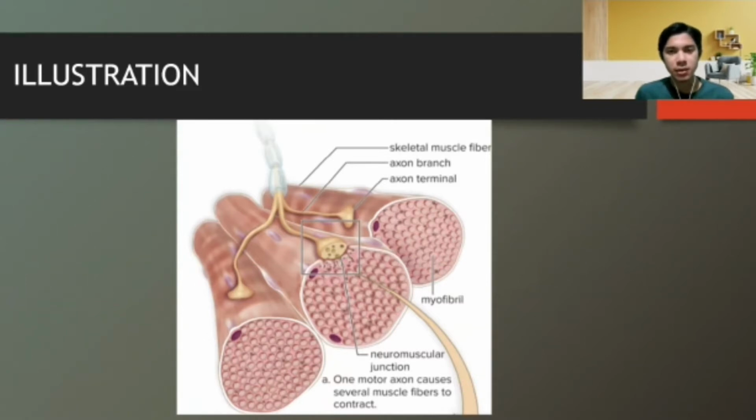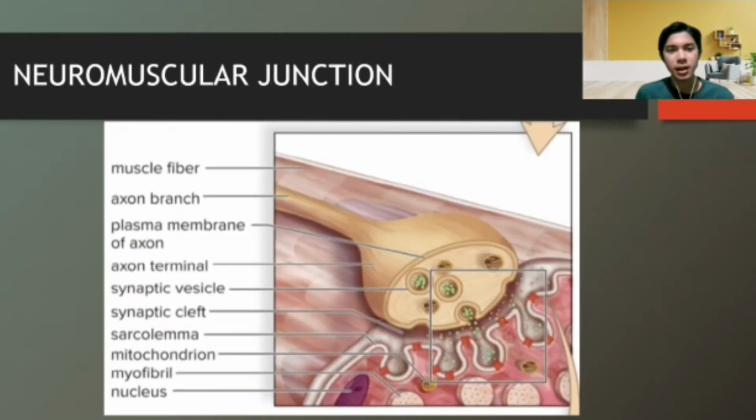Here we can see the axon branch and axon terminal, and since this is a nerve cell, and all cells have a plasma membrane, we can also see the plasma membrane of the axon. Inside the axon terminal, there are synaptic vesicles which carry neurotransmitter. And in this picture, we can see the synaptic cleft. On the muscle cell side of this process, we have the sarcolemma, which is the cell membrane for the muscle cell. And in both the axon terminal and muscle cell, there are mitochondria to produce energy for this process.